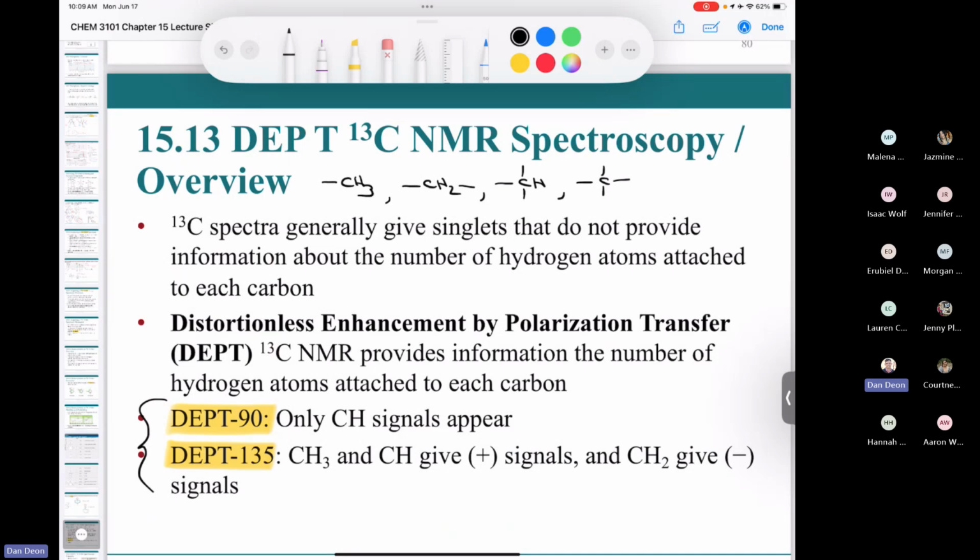So here's the answer. What you do is you run this experiment. It's called a DEPT 90. It's literally a click of the mouse on your NMR spectrometer. And you rerun the spectrum, but the only thing that shows up are the methynes. So then you can go back to your initial spectrum and you say, well, I know where all the methynes are, okay? But then you don't know where the methyls, methylenes, and quaternary carbons are.